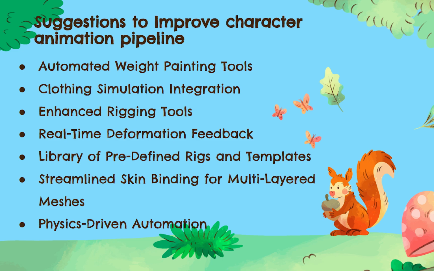Streamed skin binding for multi-layered meshes. So introducing advanced skin binding options in Maya for layered characters like clothing, so all the layers would deform consistently with the base rig. Physics-driven automation: incorporating physics-based simulation within Maya for secondary motions like hair and clothes directly into the rigging and animation process would help save time and improve realism.